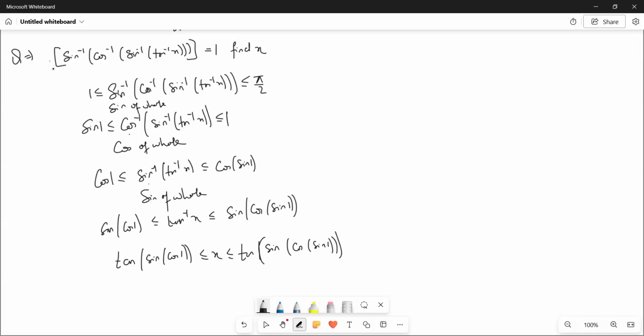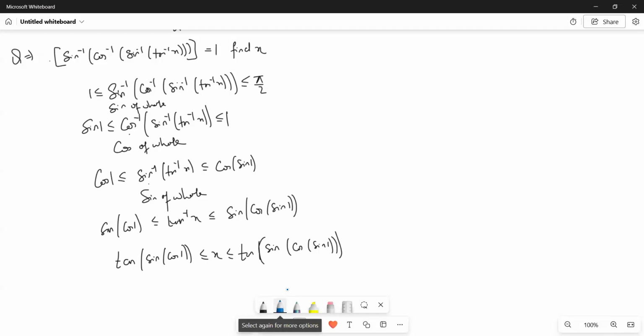ठीक है सर. माँ बुला रही है, माँ बुला रही है, जाओ.